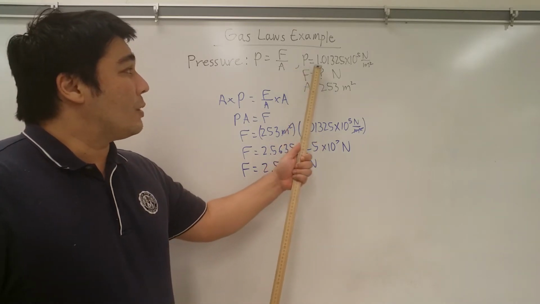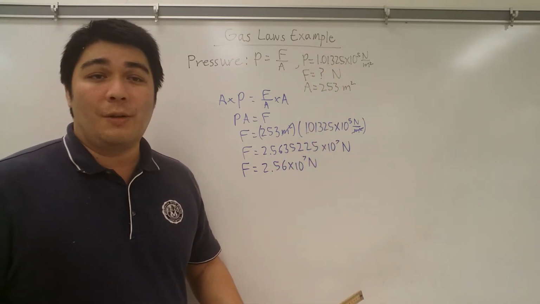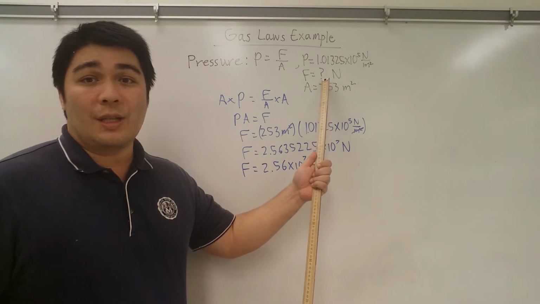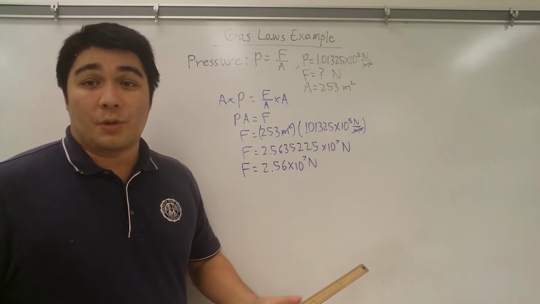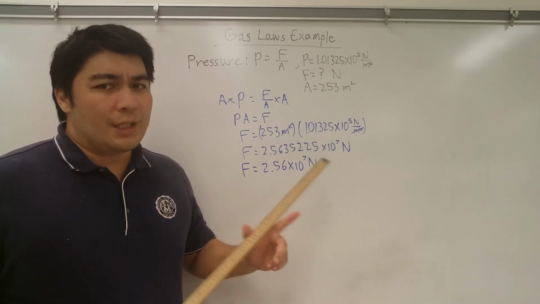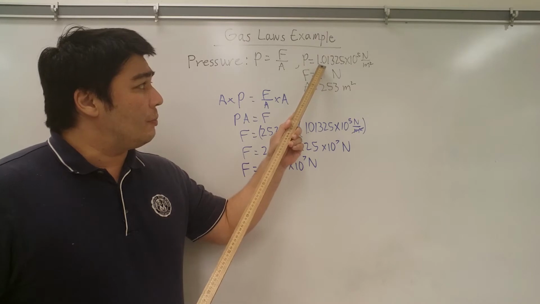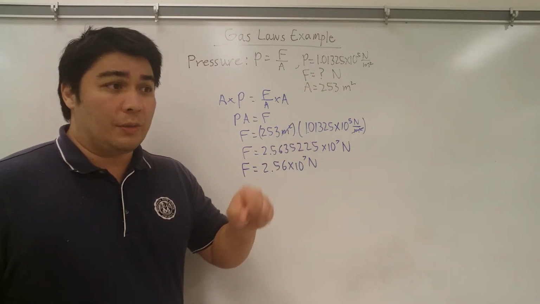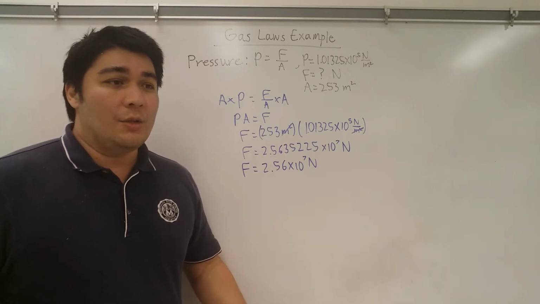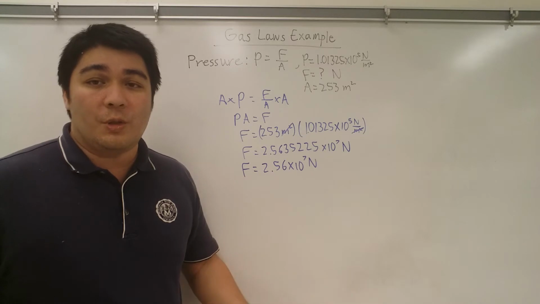So we've got pressure is 1.01325 times 10 to the 5th newtons per square meter. Our force is something unknown, so that's why it's a question mark. And the area is 253 square meters. Now, some of you might be wondering, you might be saying, Mr. Achiu, this pressure seems oddly specific. Why is it 1.01325 times 10 to the 5th newtons per square meter? Couldn't it be just 1.01 times 10 to the 5th newtons per square meter?